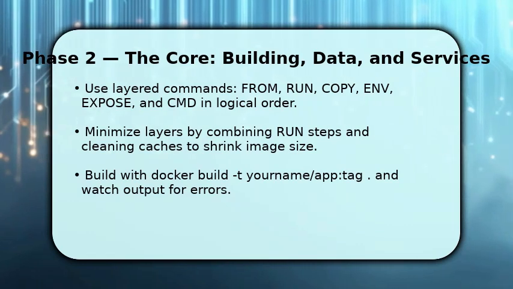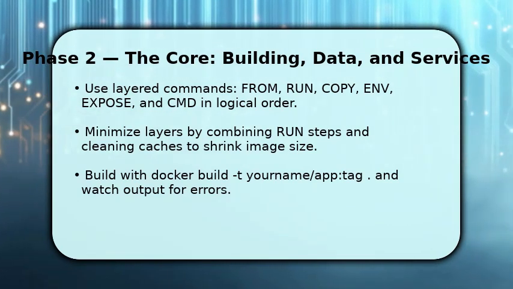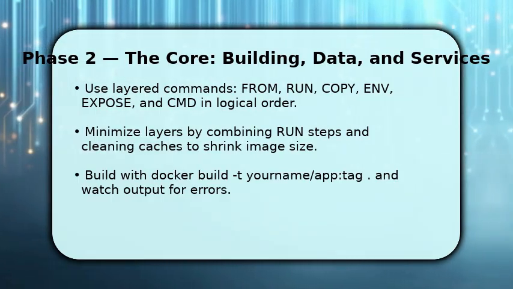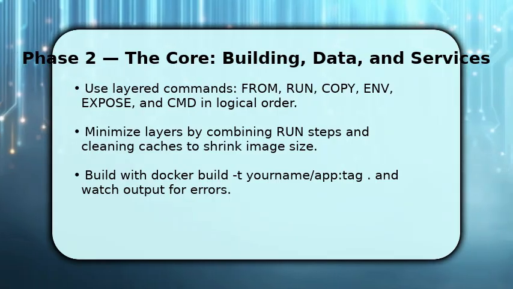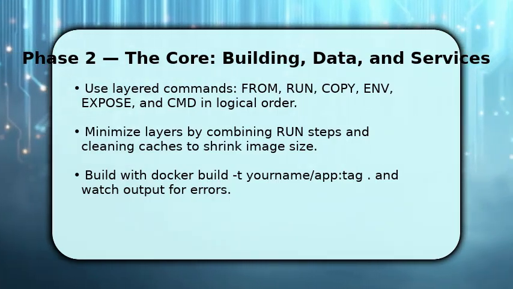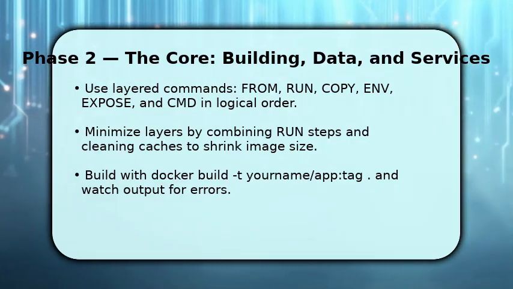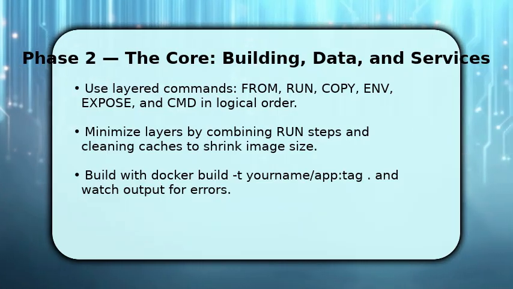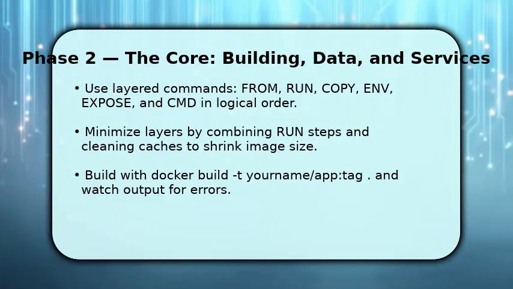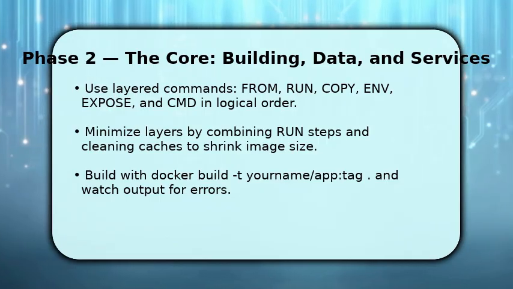Now you write the Dockerfile and build it. Start with FROM, add ENV and necessary RUN steps to install dependencies, then copy your app files, do EXPOSE for ports and finish with CMD. Combine RUN commands with && to reduce layers and remove temporary files to keep the image lean. Then execute docker build -t yourname/app:tag, and monitor the output. If a step fails, read the failing command and fix the Dockerfile or missing files. Once the build completes, test locally.